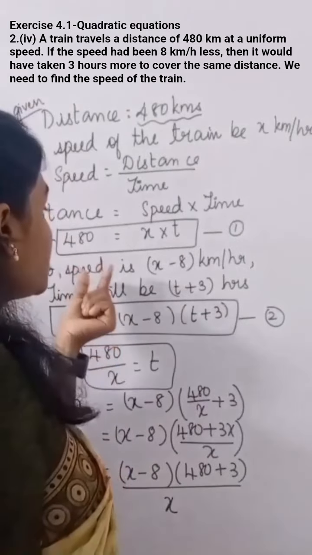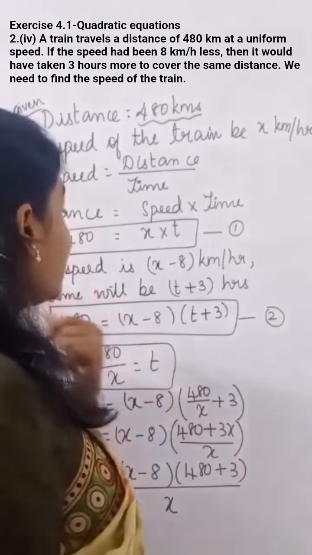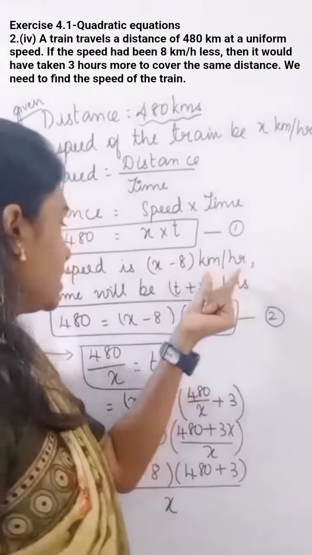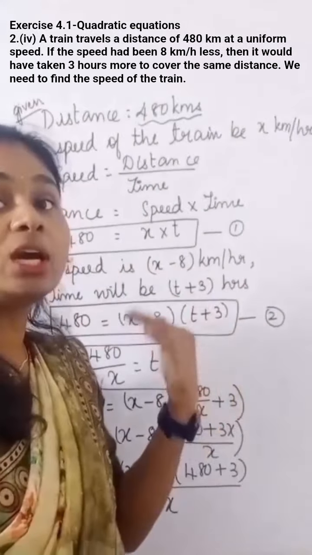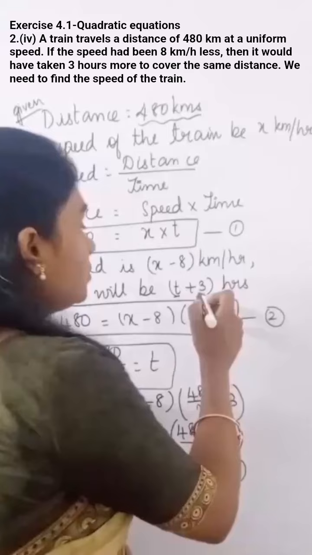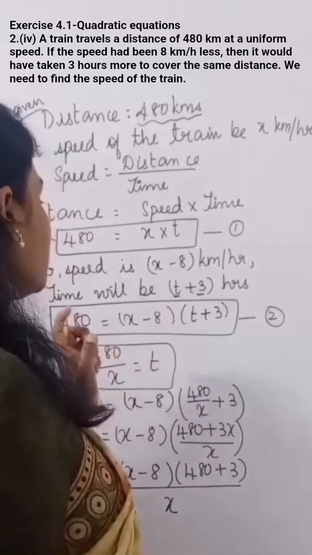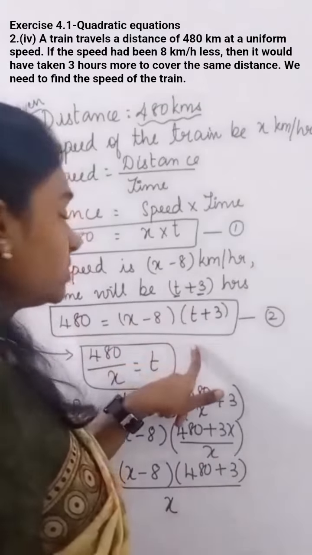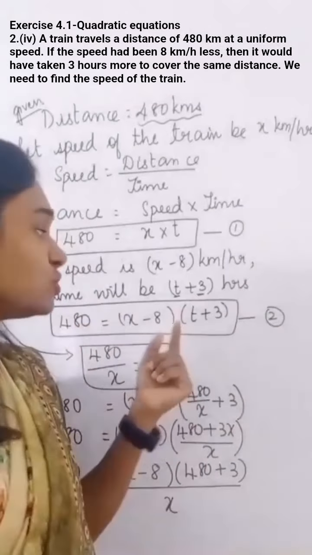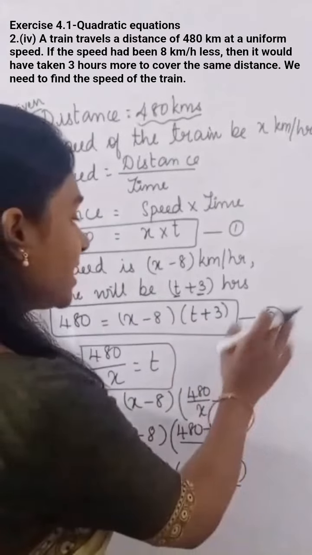Now, the question says if the speed was 8 kilometers per hour less, then what would be the speed? Here it is x minus 8 kilometers per hour. Then the time taken will be 3 hours more, it says. Therefore, the actual time is t, and the new time is t plus 3. So framing this, what will be the new distance formula? Distance is 480 equals the new speed x minus 8 into the new time t plus 3 hours. Mark it as the second equation.